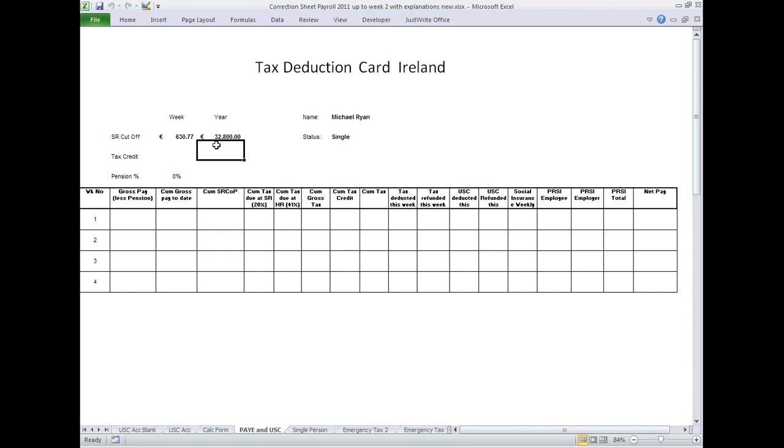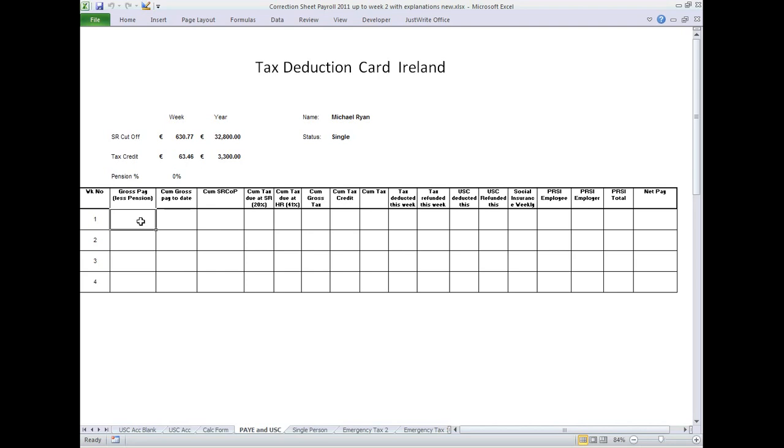Now likewise we have to find out his tax credit. The tax credit for a single person is 1650, and another 1650 as a PAYE tax credit, bringing the total to 3,300. And again, if you divide that by 52, you'll find that that's 63.46 a week. So in other words, his tax liability will be 63.46 less from his gross tax each week.